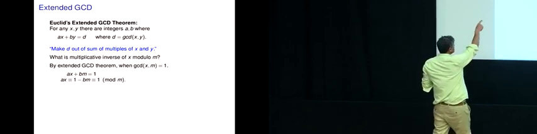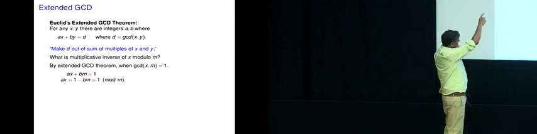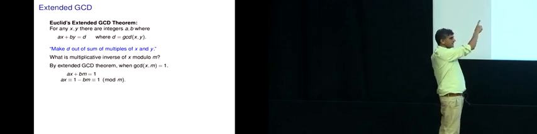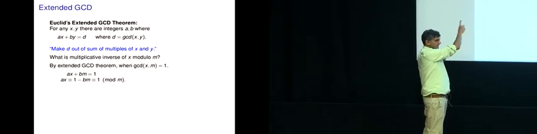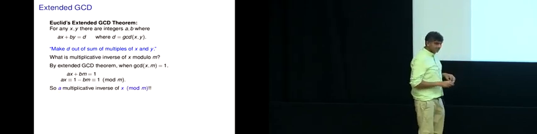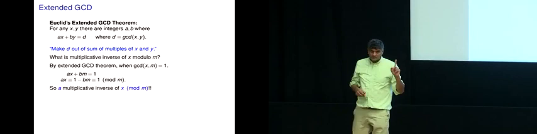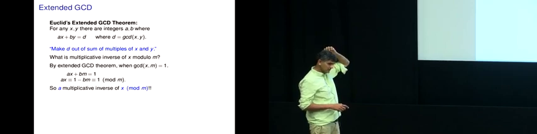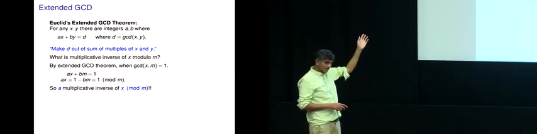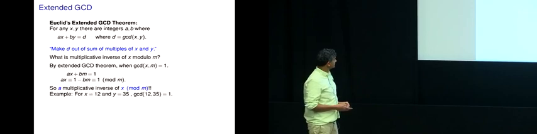So what's the multiplicative inverse of x? It's whatever I multiply x by to get 1. What did I multiply x by to get 1? a. So a is the multiplicative inverse. So this theorem gives us what the multiplicative inverse is. We can pull out the multiplicative inverse. If I can give you a and b that satisfy this equation for x and m with GCD 1, then I can give you the multiplicative inverse.